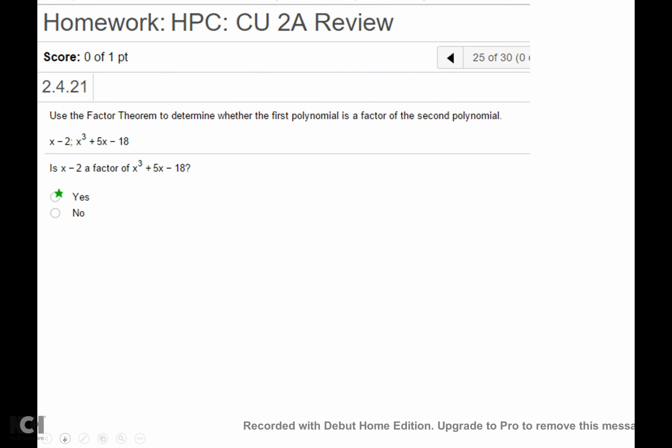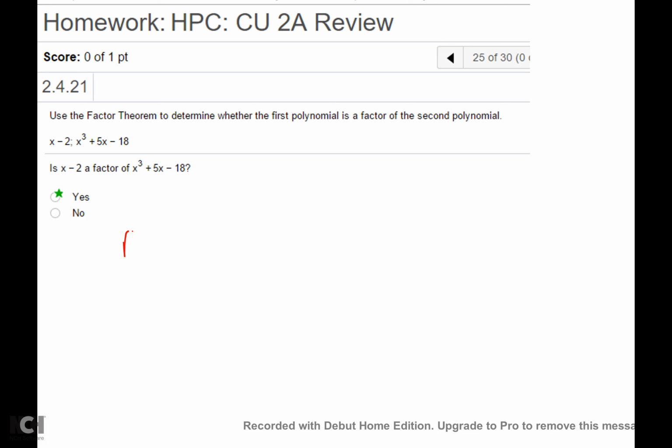Alright, so it says, use the factor theorem to determine whether the first polynomial is a factor of the second polynomial. If they didn't specify, you could do division and decide there, but if they don't want to know what the actual quotient is, you just have to decide if you get a remainder of 0 or not. If 0 is the remainder, then it's a factor. If you get anything but 0, then it's not.